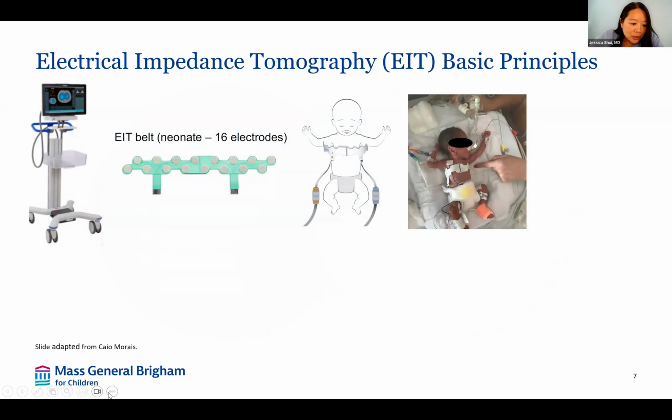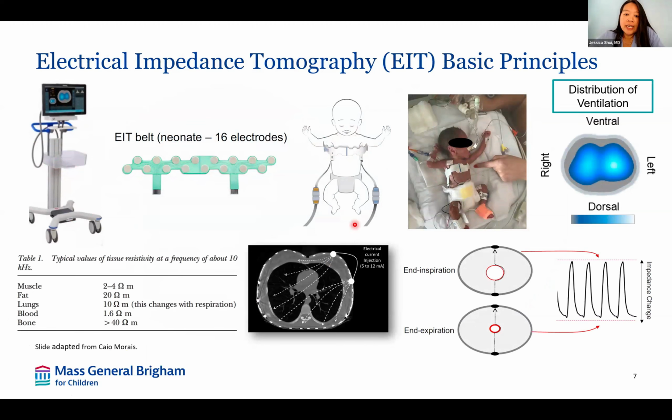Let me get my pointer here. So EIT is a bedside tool, like the example you see here, and it involves a belt of electrodes that's wrapped around the chest of the patient. So here's an example of an intubated preterm baby wearing it. And the way it works is we inject small imperceivable currents of electricity that are picked up by neighboring electrodes.